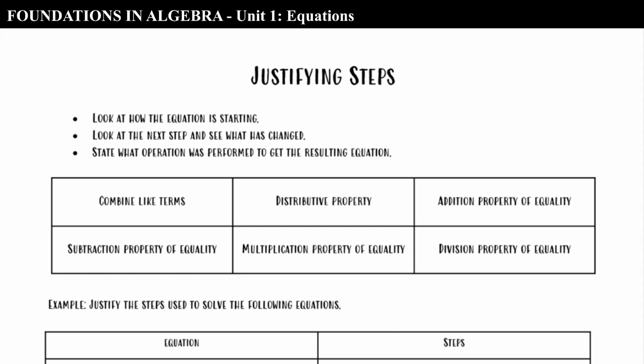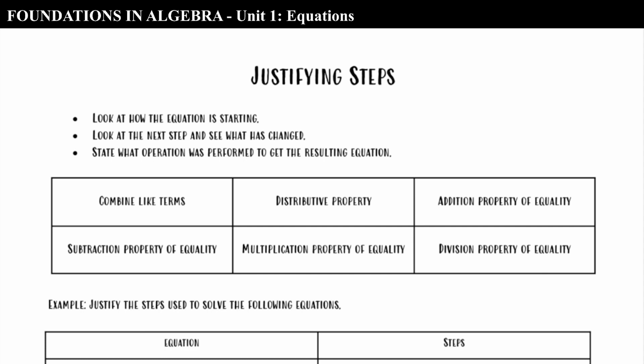Up to this point we have been doing a lot of solving equations, and you know the reasons that you do each step as you solve an equation. So in this section we're just going to focus on writing down the justification for each step, and this is more of a review section, okay? So what you're going to do is look at how the equation is starting. You're going to look at the next step and see what has changed, and then you'll state what operation was performed to get that step, okay?